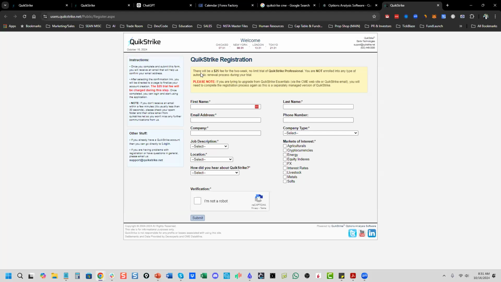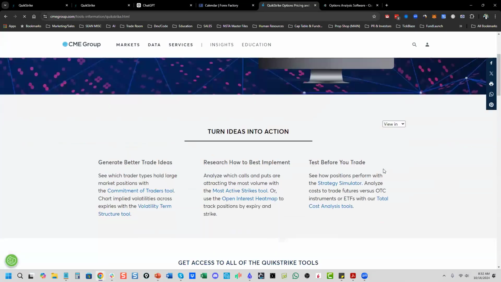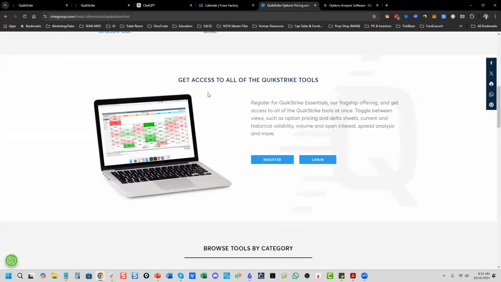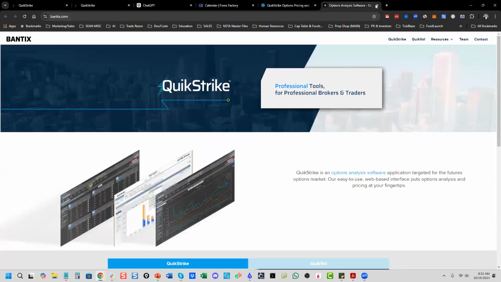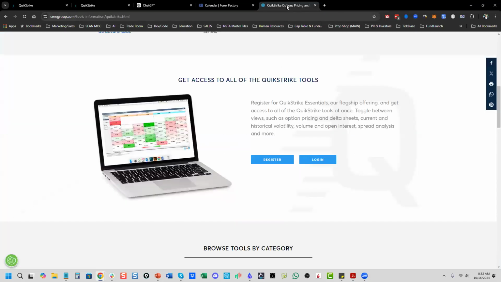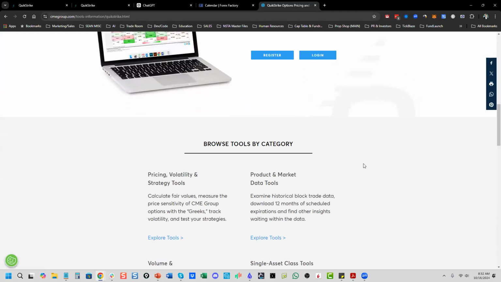So you click on it. You got to create an account. So long story short, you click on here, you can go to CME Group, Quick Strike, and just go down here. I like to use this. This is the free version, right? The tools, the information for Quick Strike. If you go to the Bantix website, you're going to have to pay a trial and all that stuff. So just make sure you register and then you create an account. It's going to ask you to 2FA every morning. They have a security protocol on their website, rightfully so. They're an exchange, right?